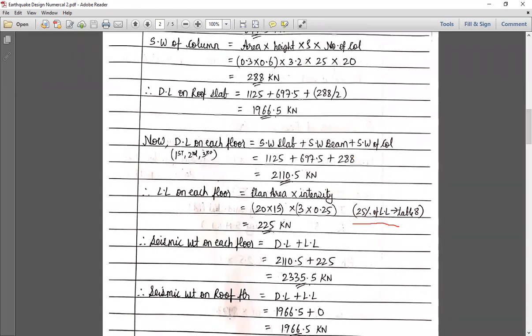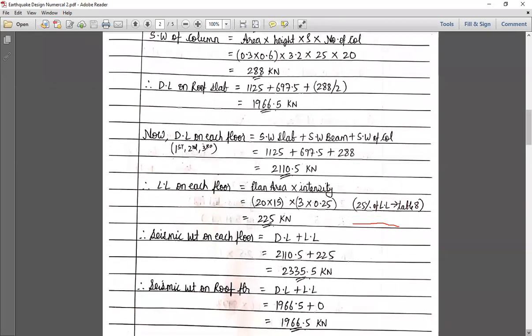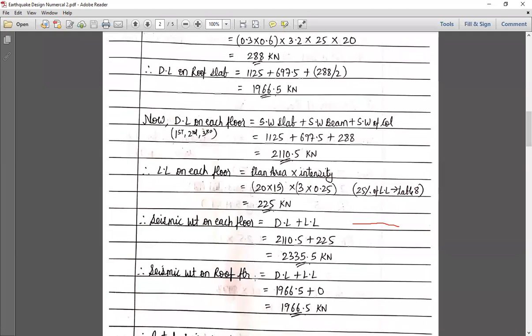Similarly, total seismic weight on roof floor कितना है dead load plus live load. So again we have seen that on the roof floor we do not consider the live load. So on the roof floor the total weight is 1966.5 kilonewton. I hope this is clear, everyone.